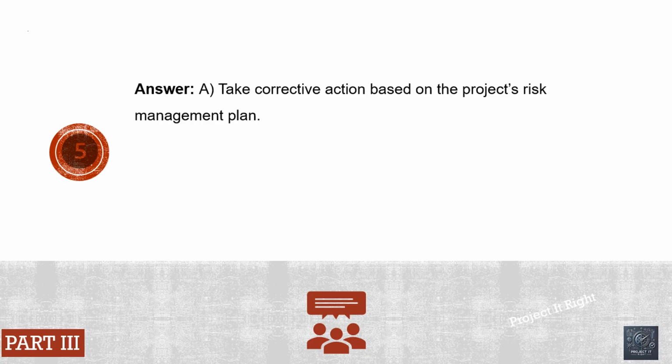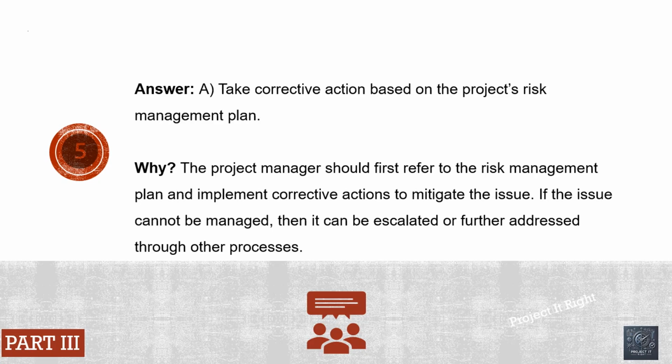The correct answer is A, to take corrective action based on the project's risk management plan. Project managers should first refer to the risk management plan and implement corrective actions to mitigate the issue. If the issue cannot be managed, then it can be escalated or further addressed through other processes.